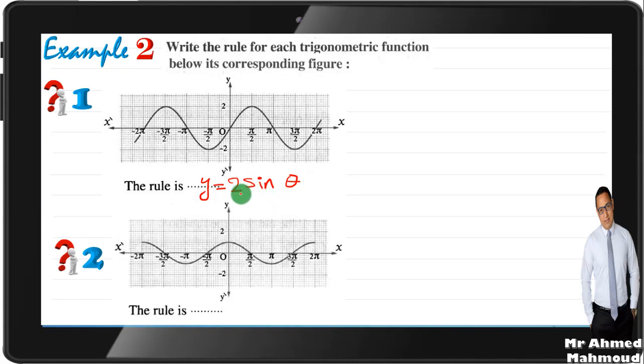The next one, the function here comes from 1 and goes down to negative 1, and goes up again to 1 after 2 pi, so this is a cosine function, so y equals cosine theta. And this comes from 1, so here we have 1. It completes a whole period after 2 pi, so this is 1.